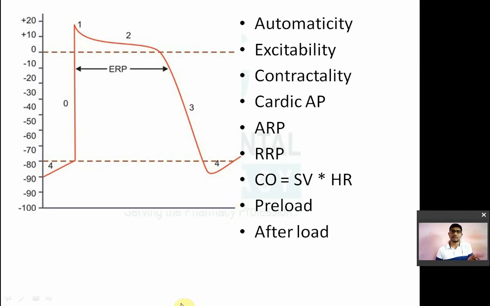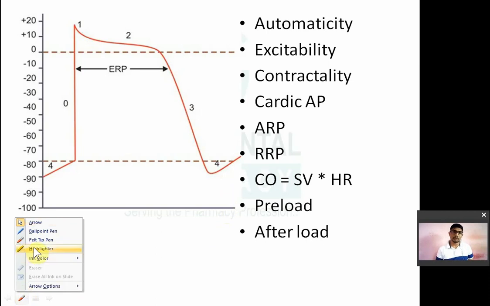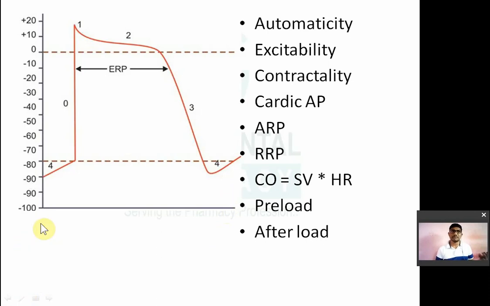But cardiac cells have their own property, and that is automaticity. Automaticity is the ability of certain types of cells in the cardiac tissue to undergo spontaneous depolarization without any external stimulus. That is known as automaticity.